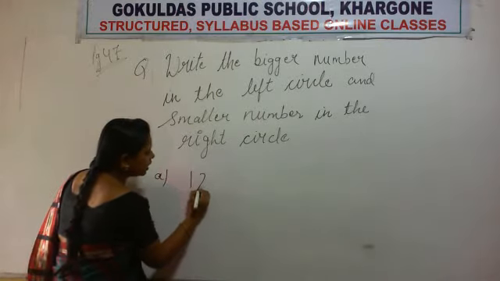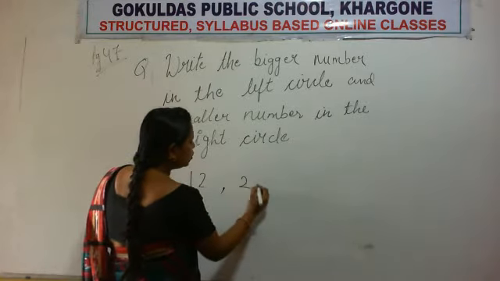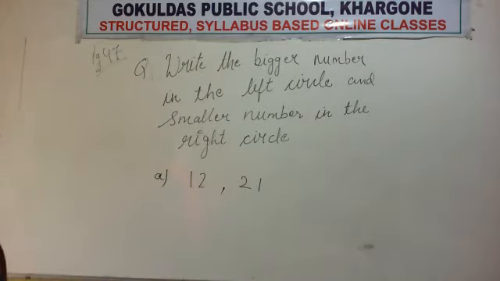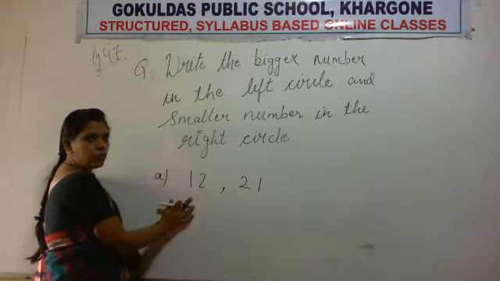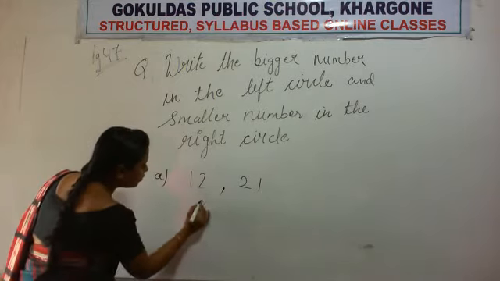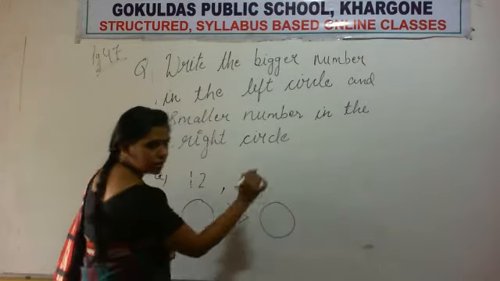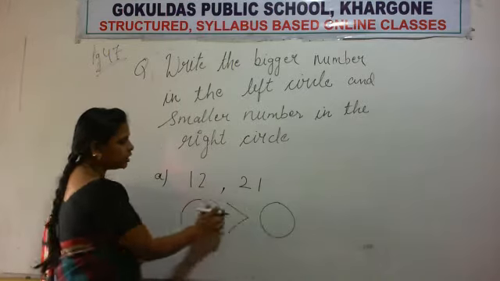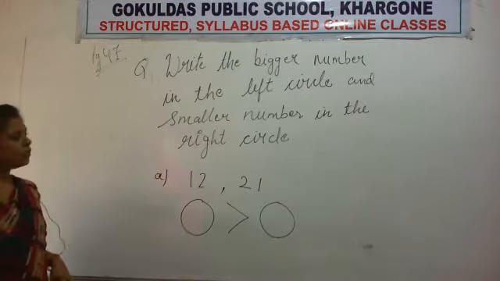The two numbers that are given in the book are 12 and 21. Copy this question. What are the two numbers? 12 and 21. Now what is the question? What we have to do? Now in this way it is given in your book. So you make two circles, and between these two circles make the sign of greater than.